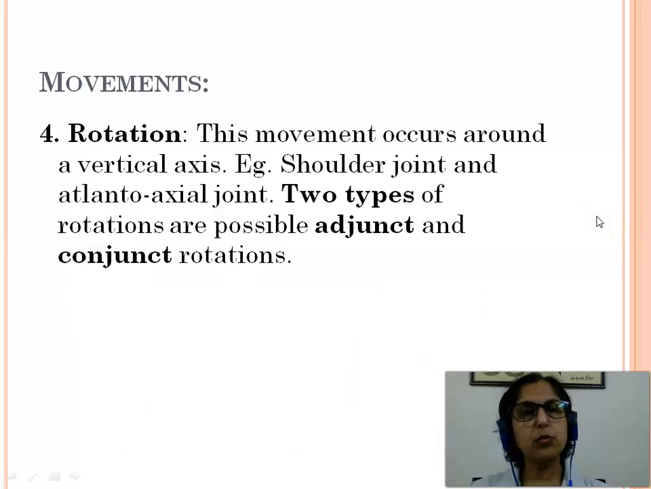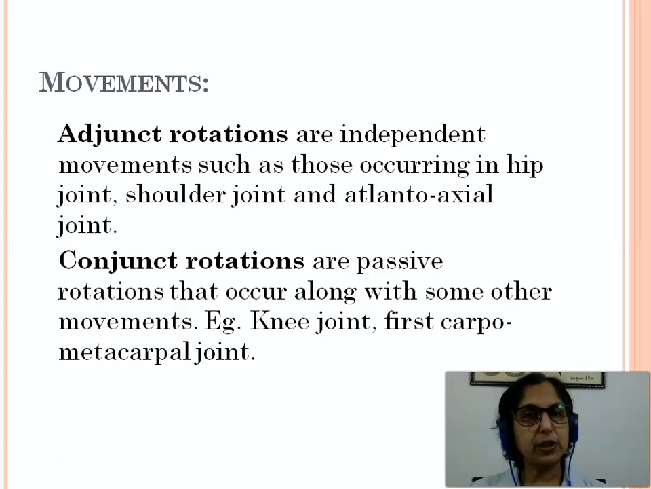Next we go on to see rotation. This movement occurs around a vertical axis. Examples being shoulder joint and atlantoaxial joint. There are two types of rotations which are possible: adjunct rotations and conjunct rotations. Adjunct rotations are independent movements such as those occurring in the hip joint, shoulder joint and atlantoaxial joint.